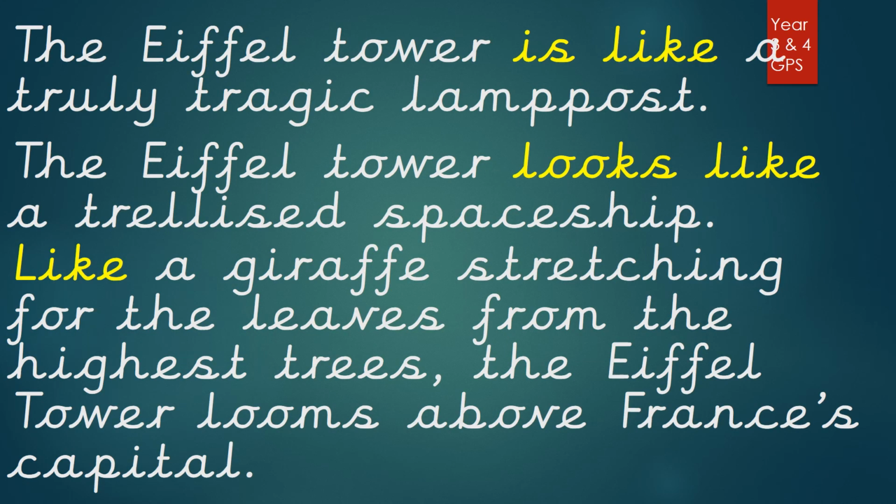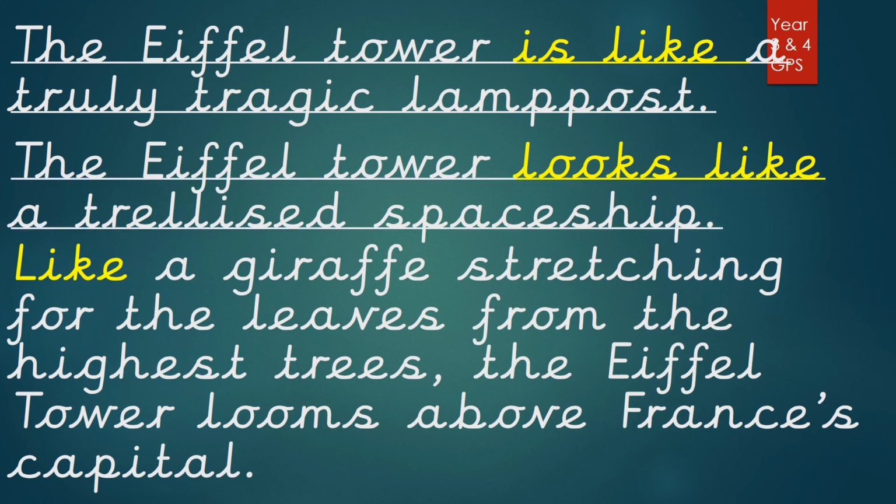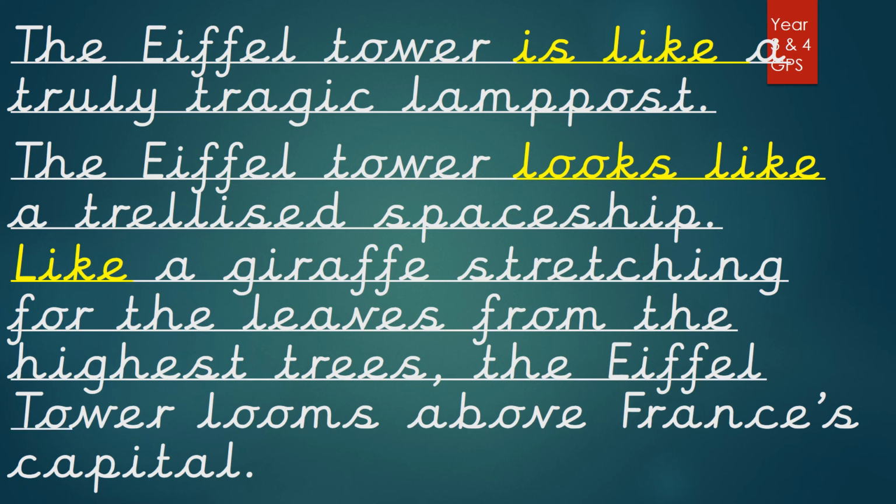Here are some similes that I found on the internet. The Eiffel Tower is like a truly tragic lamppost. The Eiffel Tower looks like a trellised spaceship. If you don't know what that word trellised means, look it up in a dictionary. You can use an online one. It's a fantastic description. The last one begins with a simile. It's a fronted adverbial as well. Like a giraffe stretching for the leaves from the highest trees, the Eiffel Tower looms above France's capital.